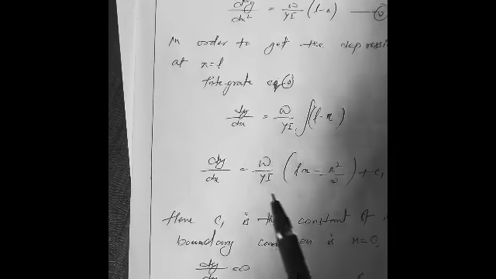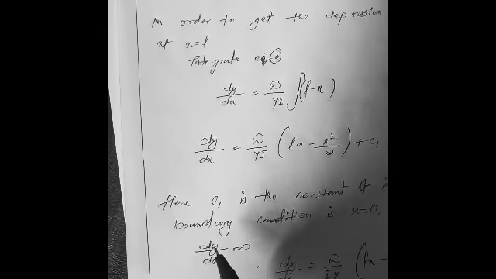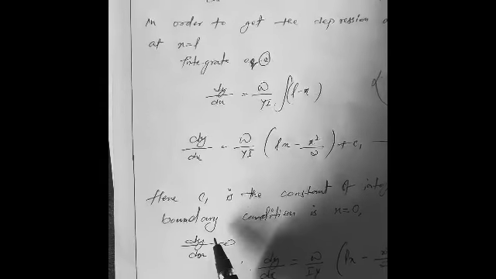And dy by dx is equal to W by YI into Lx minus x square by 2 plus c1. c1 is the integration constant. This is equation 3. Here c1 is the constant of integration; using the boundary condition x equal to 0, dy by dx is equal to 0. Therefore dy by dx is equal to W by YI into Lx minus x square by 2, and this is equation 4.